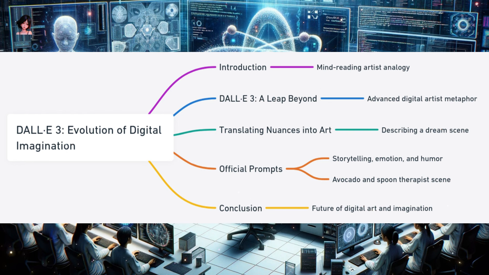While previous systems were impressive, DALL-E 3 is in a league of its own. It's as if our digital artist has taken advanced courses, honed its skills, and now understands the subtlest hints and the most nuanced descriptions. Translating nuances into art. DALL-E 3's ability to grasp details and nuances means it can paint not just what's described, but also the emotion, the ambience, and the underlying tone. It's like describing a scene from a dream to a friend, and they sketch it out for you, capturing every emotion and every shadow.